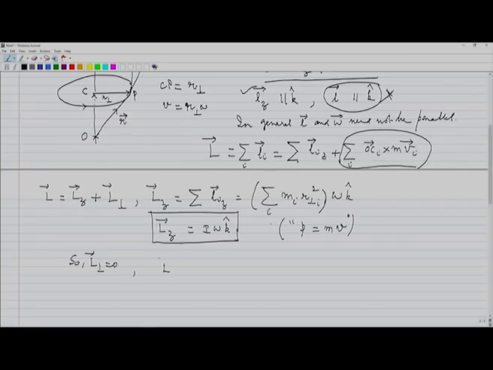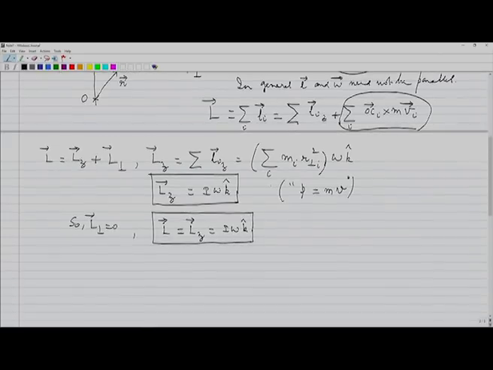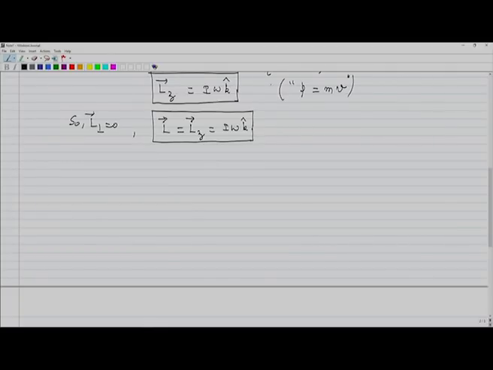So hence, for a symmetric rigid body rotating about a symmetry axis, L z is equal to I omega times k. So the axis of rotation is also the same as the direction of omega. Now for objects which are not symmetric about the axis of rotation, L is not equal to L z, that you must keep in mind, and hence L does not lie along the axis of rotation in such cases. We will consider a few illustrations.